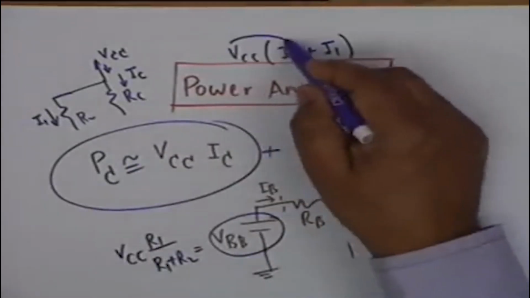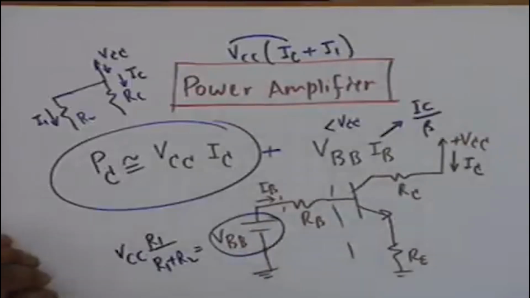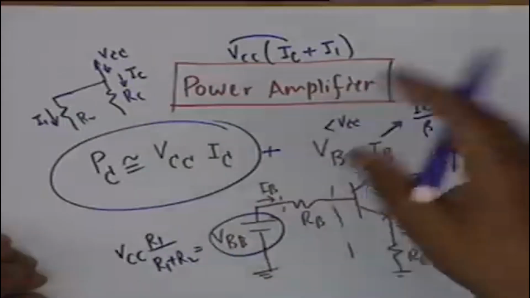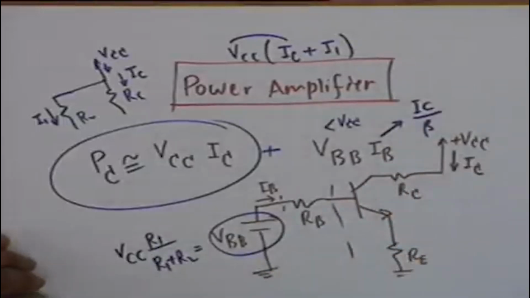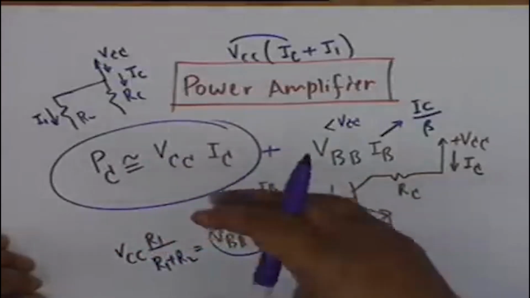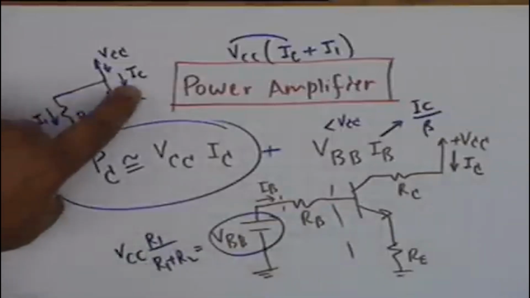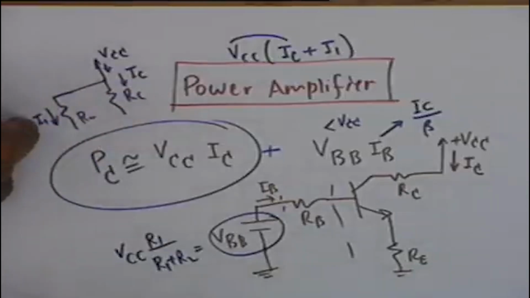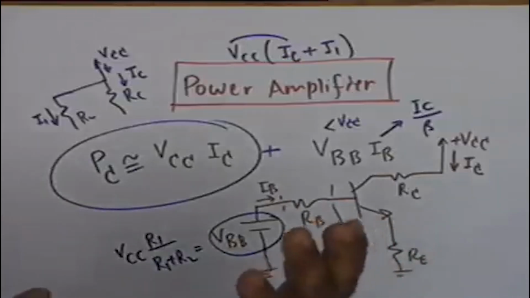Now you can show that VCC I1 is the same as VBB IB. It's a simple matter of analysis. A few minutes and you will be able to show this. So my calculation of power taken from the battery is approximately VCC IC, because this I1 is very small compared to I sub C, at least beta times smaller. Therefore, the total power drawn from the battery is VCC I sub C.